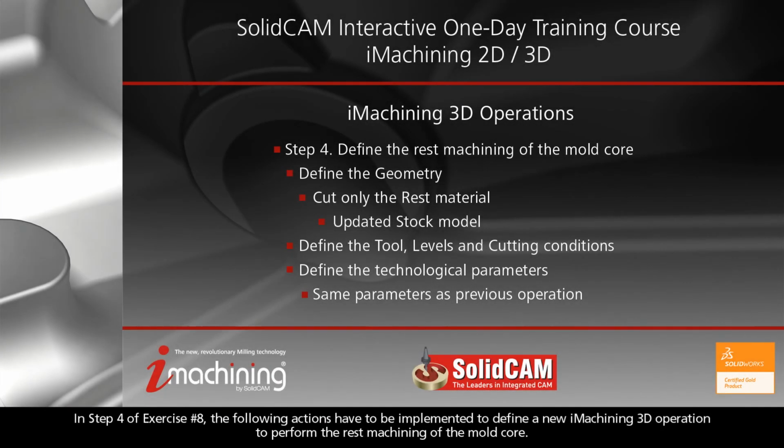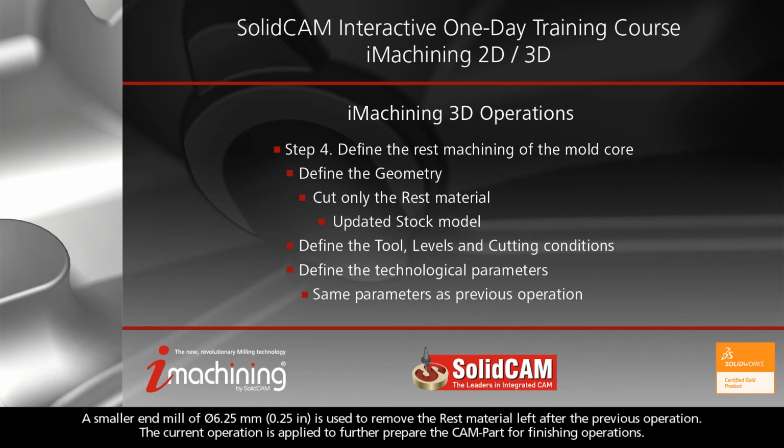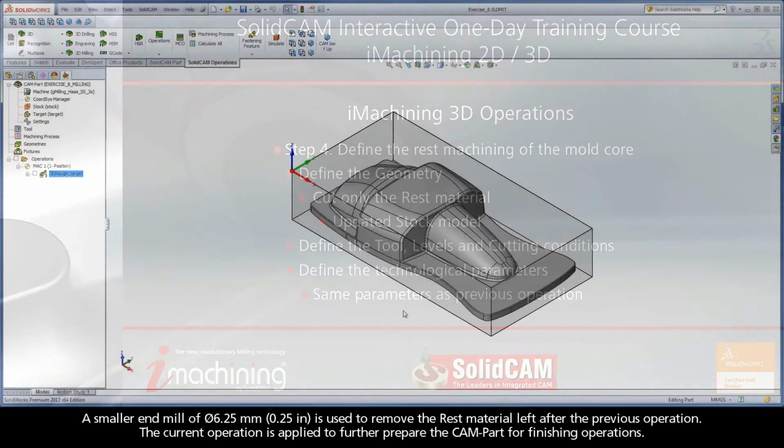In step 4 of exercise number 8, the following actions have to be implemented to define a new iMachining 3D operation to perform the rest machining of the mold core. A smaller end mill of 6.25 mm is used to remove the rest material left after the previous operation. The current operation is applied to further prepare the cam part for finishing operations.